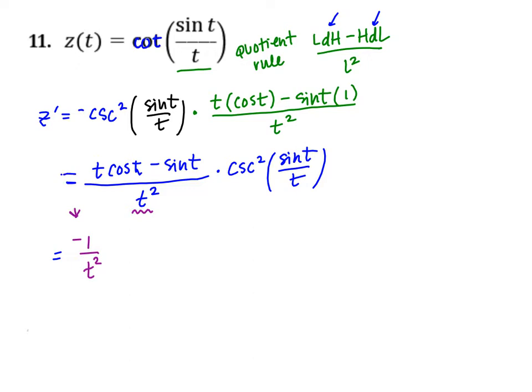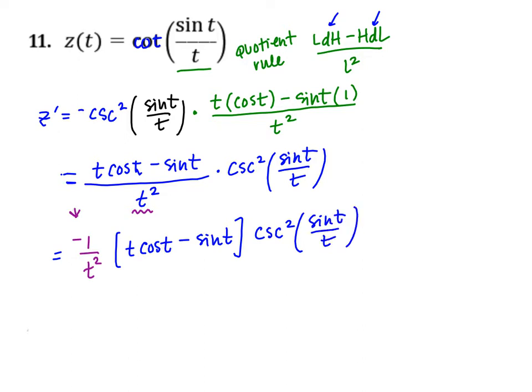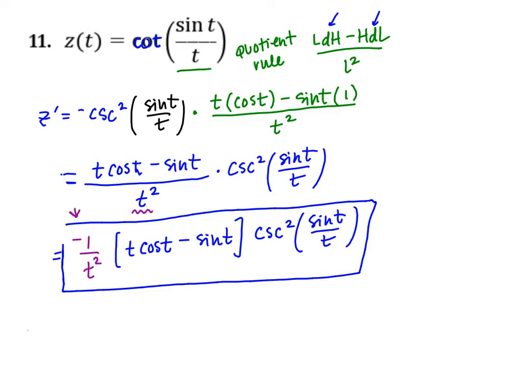And then we can multiply by t cosine t minus sine t, and then multiply by cosecant squared sine t over t. Perhaps that's a little bit better. Now we have still two denominators. Sometimes there's just not a lot of simplification we can do, but we have the derivative of z by the chain rule and the quotient rule together.